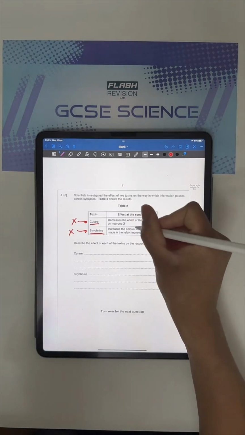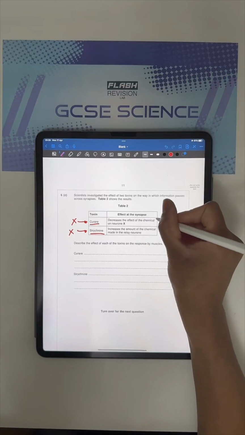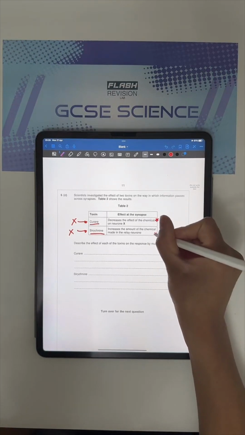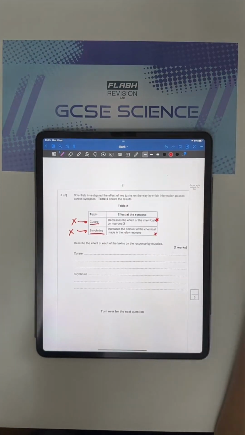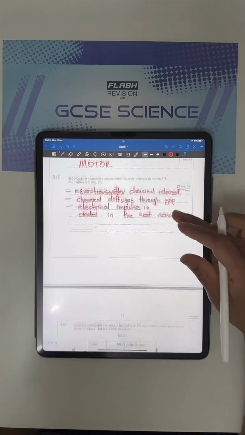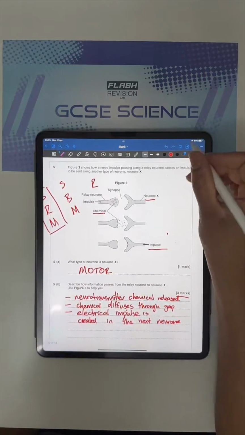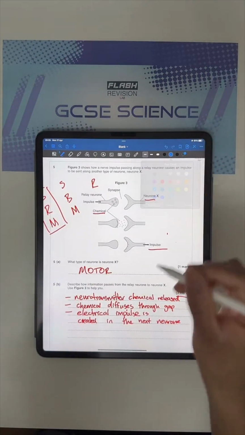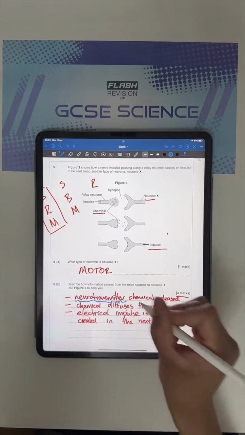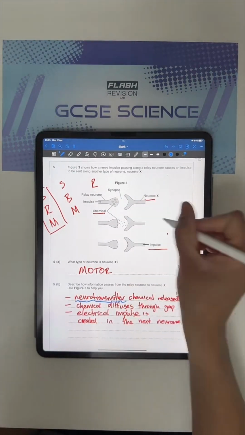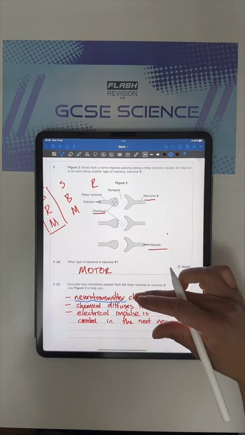So the important thing is what's in these boxes here. So the first one decreases the effect of chemical on neuron X. The other one increases the amount of chemical made in the relay neuron. Okay, so what chemical are they talking about? Hopefully now we know. It's the neurotransmitter chemical. The chemical that's diffusing across.